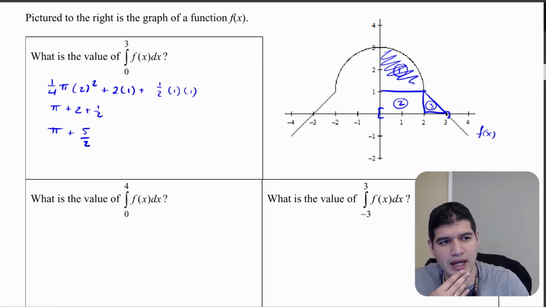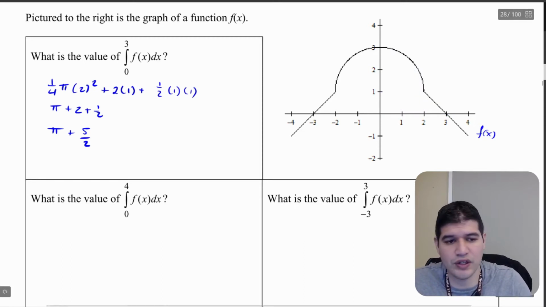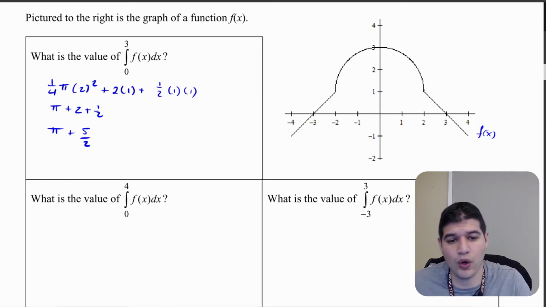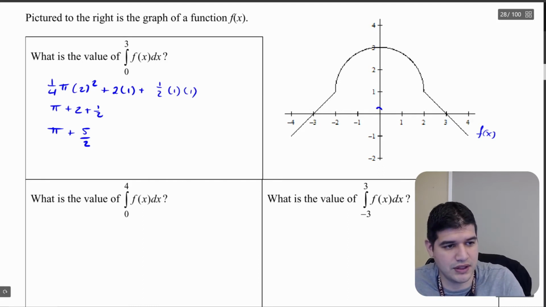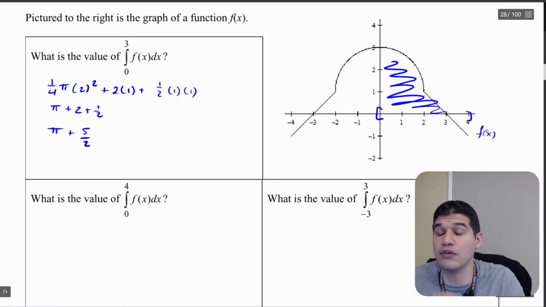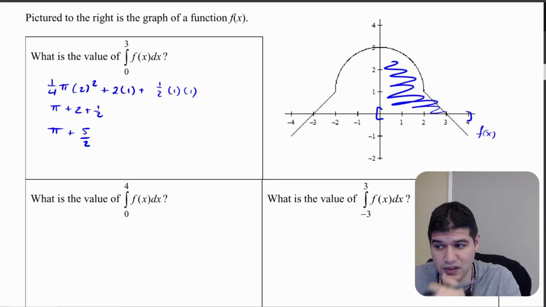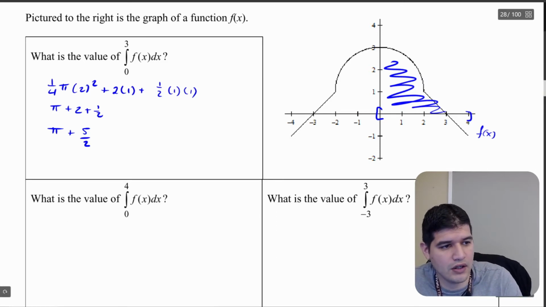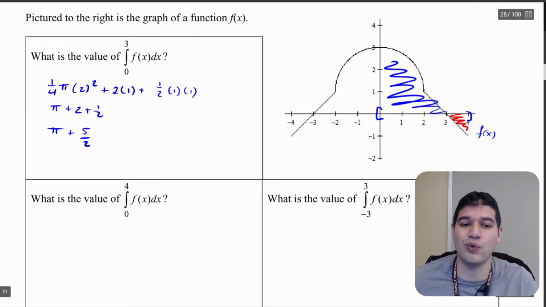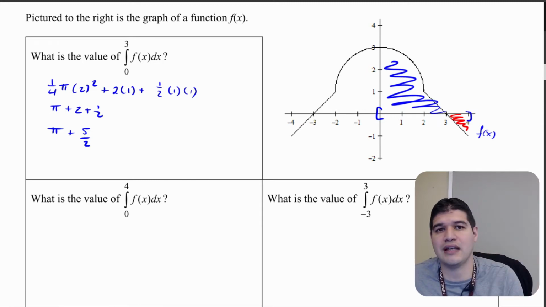All right, so let's look at this next question below. Here I'm going from 0 to 4 of f of x dx. So let's see, going from 0 to 4, I have all of this area, which we already know. We did that in the previous problem, so we're going to bring that back. And then I have area here where I'm going underneath the x-axis. So keep in mind that that's going to be something that we're going to subtract. Area below the x-axis is negative.